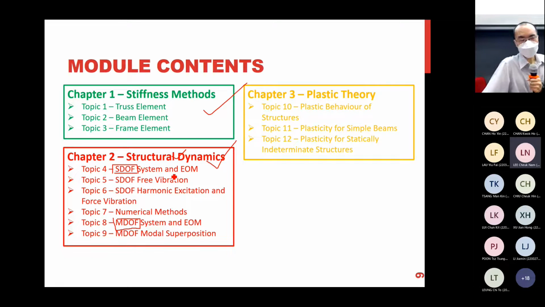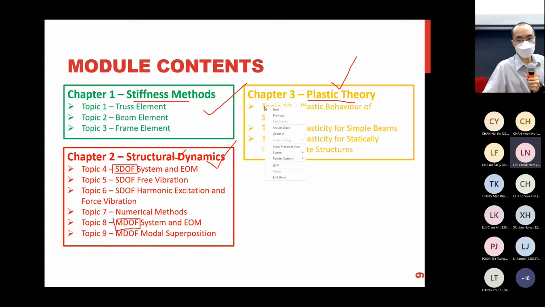Plastic theory normally is relatively short and simple. It normally takes around, I think, 2 weeks to complete plastic theory. Relatively simple chapter. We start to talk about the behavior of structural elements after yielding. In the past, we normally considered elastic, but in plastic theory, you need to focus on the yielding behavior. So these are the 3 main chapters in this module: Stiffness method, dynamics, and plastic theory.